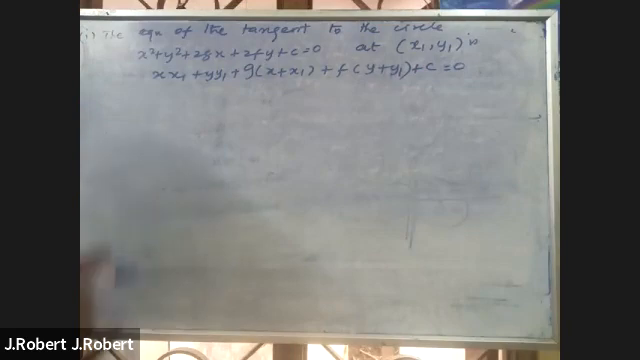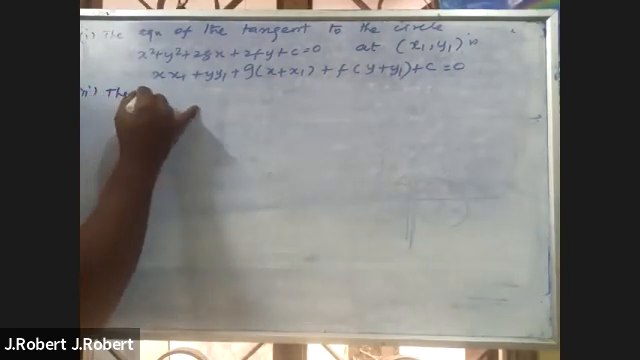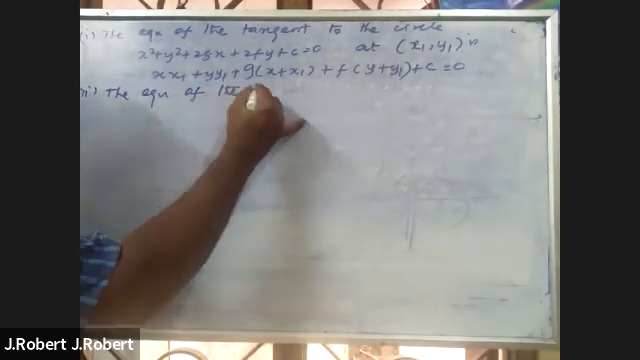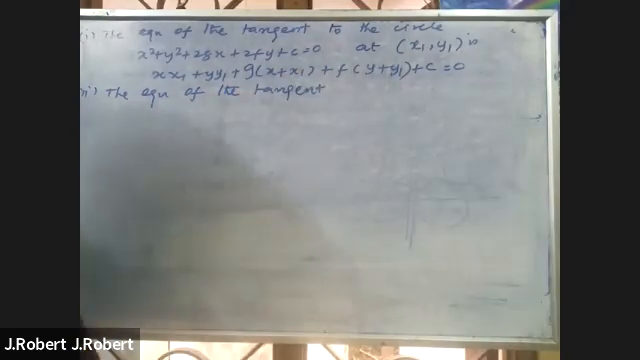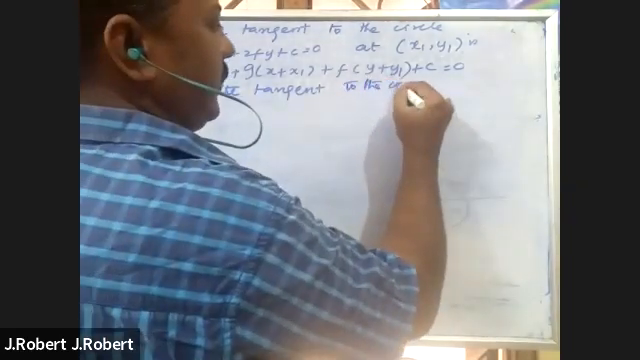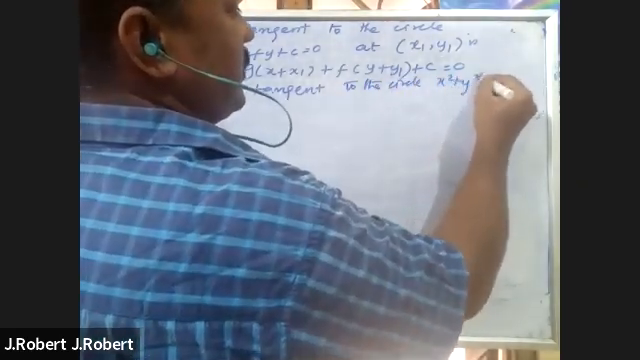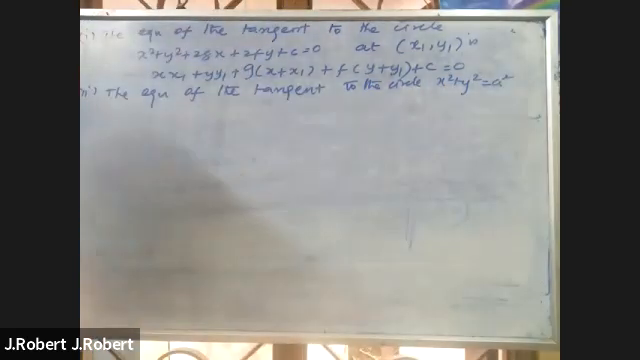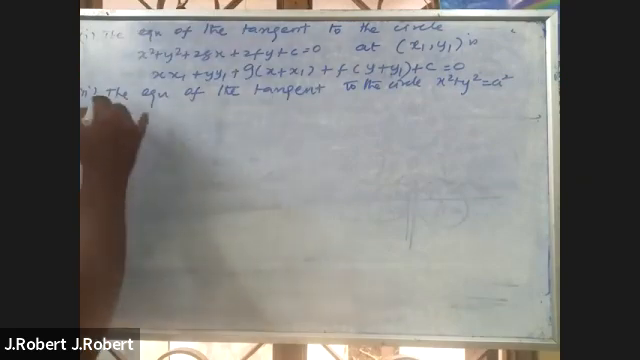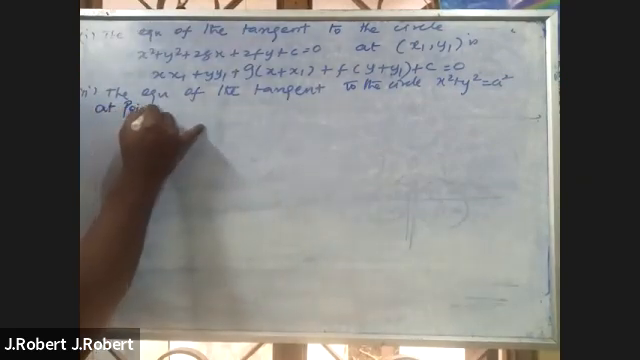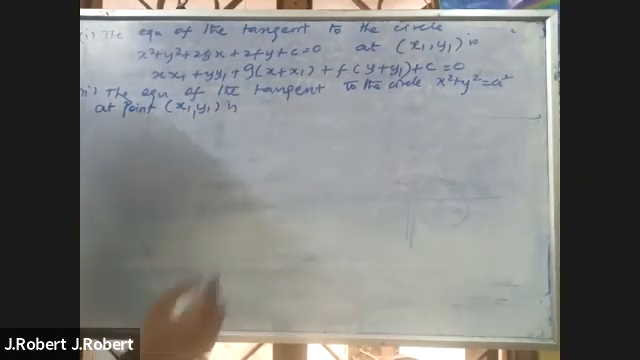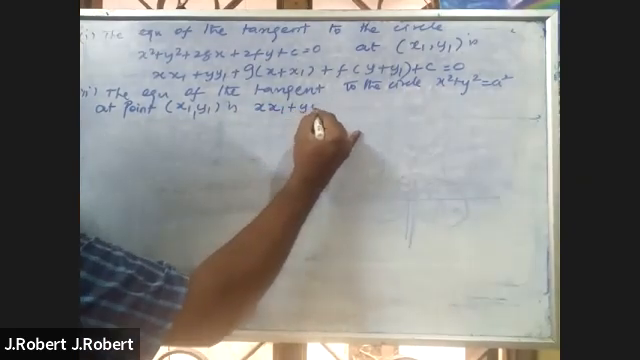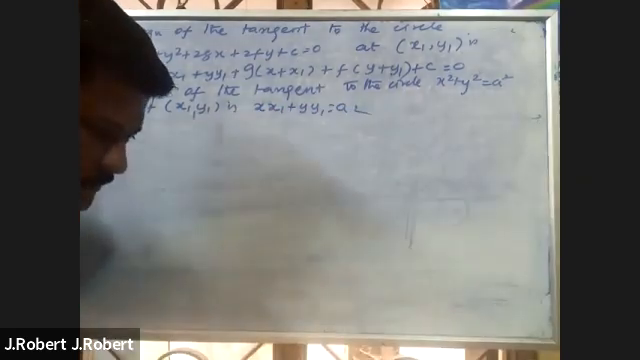Next one. The equation of the tangent to the circle x square plus y square equals a square at point x1, y1 is xx1 plus yy1 equals a square.